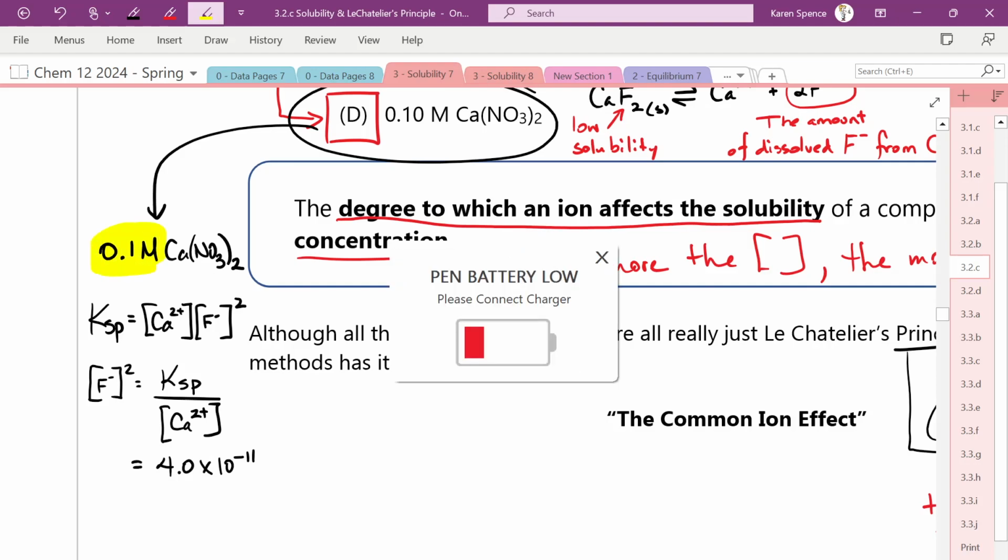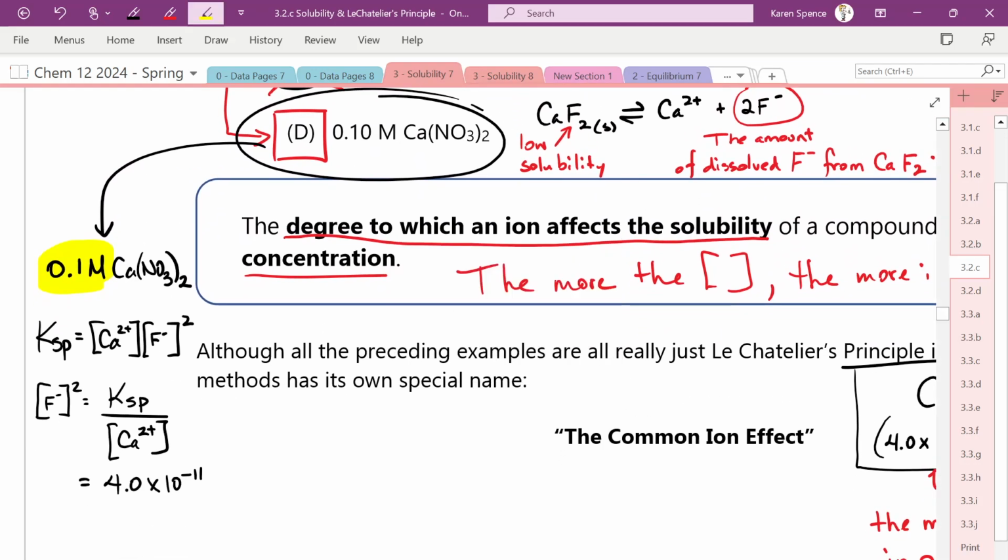0.10 molar, because remember, how much calcium are we going to get from calcium fluoride dissociating? Are we going to get a lot or a little? A little. Remember, calcium fluoride is low solubility. So how much do we get of the calcium from here? Not very much. Certainly a lot less than we get from the calcium nitrate. So we can ignore whatever we're getting from the calcium fluoride, and we'll only use the amount from the calcium nitrate.